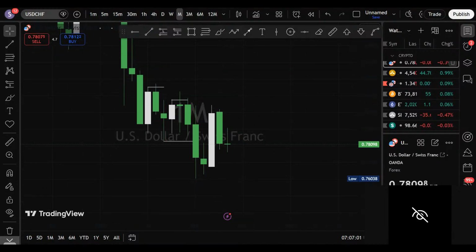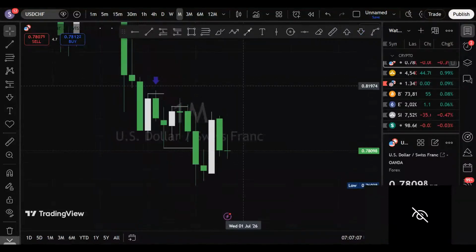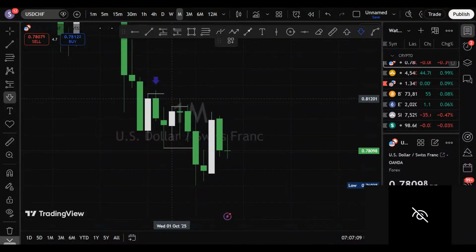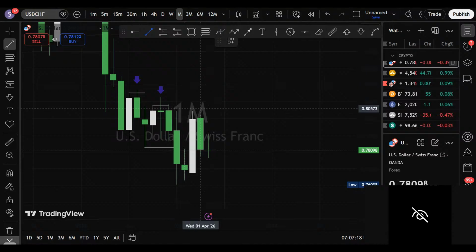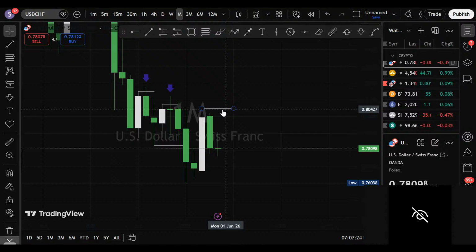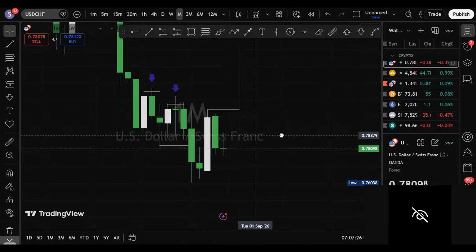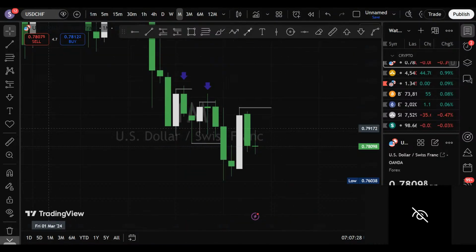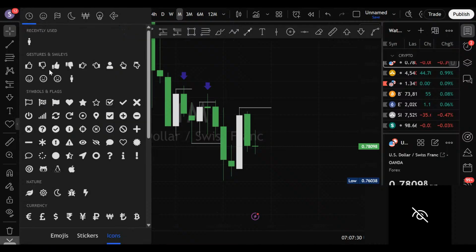We have this sweep of liquidity on this high, giving us a bearish order flow. We also have a sweep of liquidity on this high, giving us another bearish order flow. But this high is still pending. So we are also expecting to see a sweep of liquidity on this high on USD CHF as well.